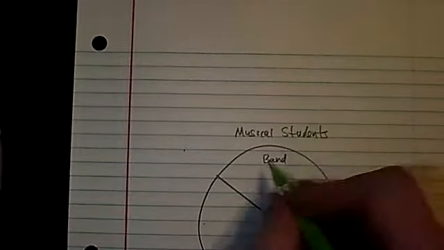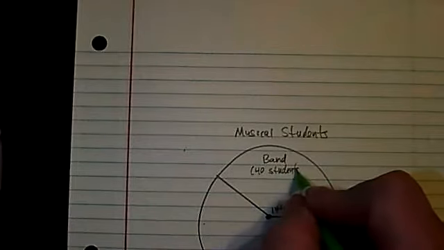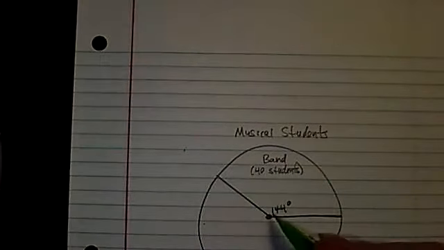I'm going to put a light dot on the outside, and then I'll connect the center point to the dot and go to the edge of the circle. So this right here is going to be 144 degrees, and this is the band. Up here, I'm going to title it Musical Students. Inside here, you might want to put 40 students, because that's 40%, and that's how many students are in there. So here's where I drew my line.